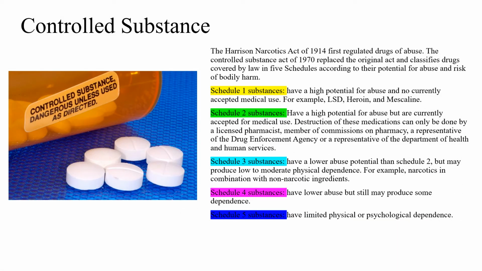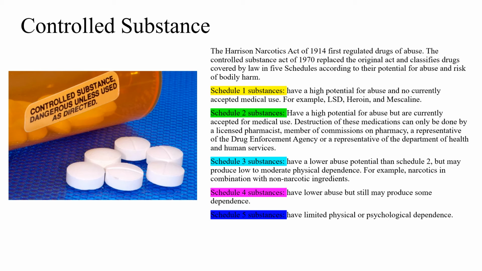So, controlled substances. The Harrison Narcotics Act of 1914 first regulated drugs of abuse. The Controlled Substance Act of 1970 replaced the original act and classifies drugs covered by law in 5 schedules, according to their potential for abuse and risk of bodily harm. Schedule 1 substances have a high potential for abuse and no currently accepted medical use, for example, LSD, heroin.